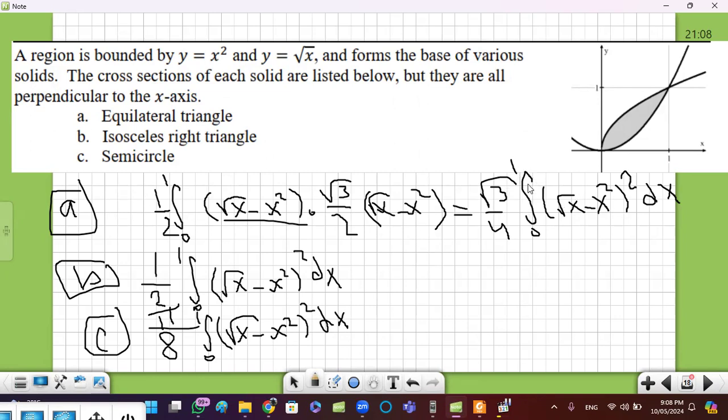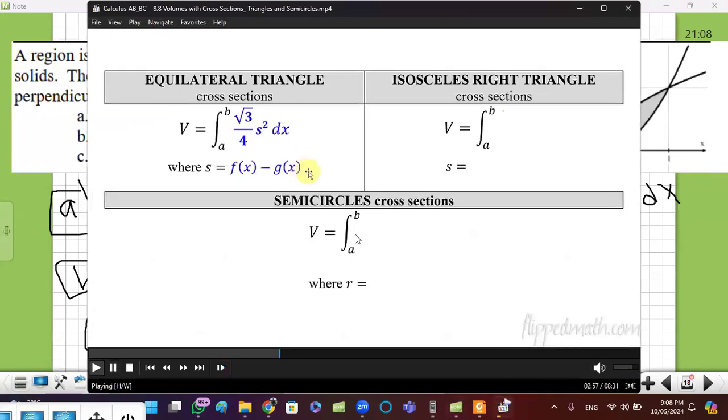When he tells you equilateral triangle, √3/4, and by the power 2, the difference between both functions, power 2. If he says the isosceles right triangle, half. If he says semicircle, pi over 8. Why over 8? Let him explain.